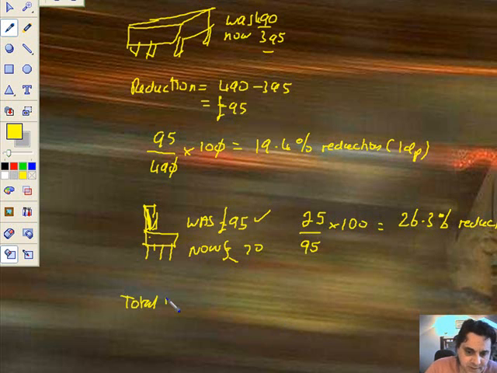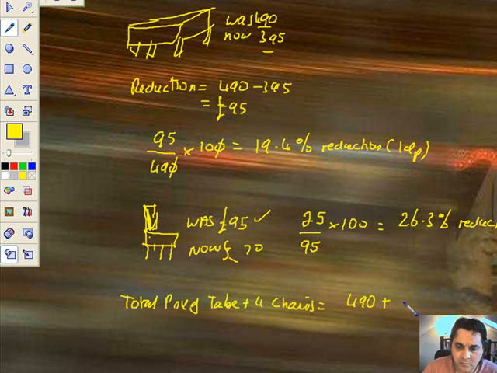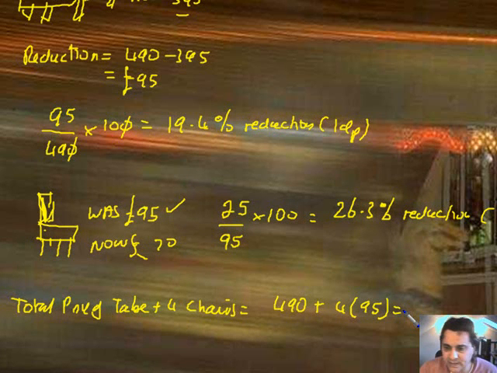Yeah, total price of table plus 4 chairs equals 490 plus 4 lots of 95. Let's just get the total price before he got the reduction. So he's not actually going to pay this. So 490 plus 4 open bracket 95 close bracket equals, did you hear what I did?